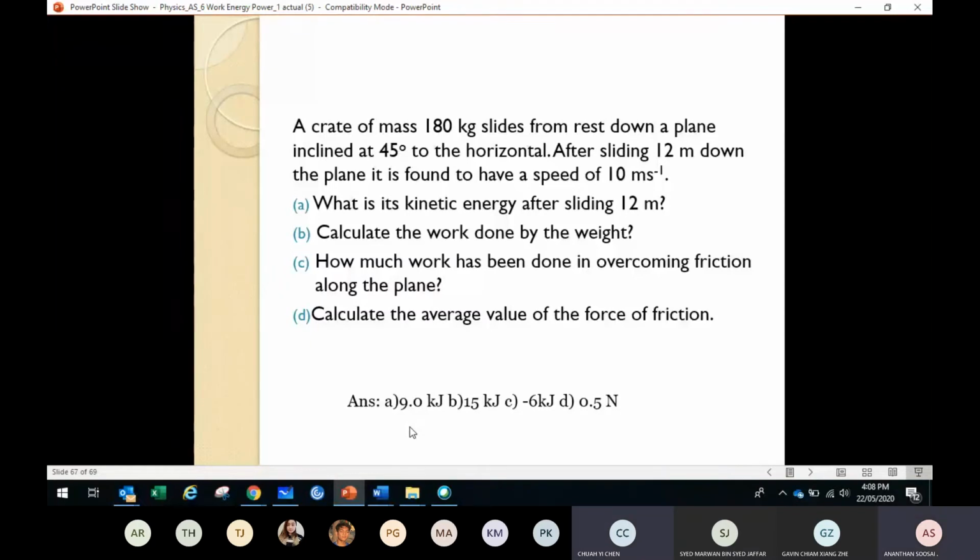The weight causes loss in GPE, right? But should I put a negative there? So for the 15, you're asking whether it is negative 15? Yes, because it causes loss in potential energy. Okay, you see, work is force times distance traveled in the direction. I need to clarify this.